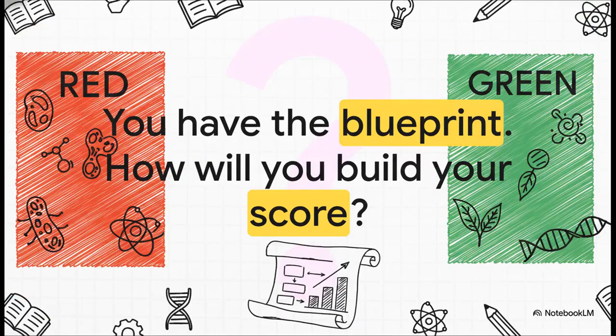So, we've reverse engineered the mystery. The red zones and the green zones are completely mapped out. You now hold the exact blueprint of how the NEET biology section is constructed from the ground up. So the only question left for you is, how are you going to use this structured knowledge to build your score?